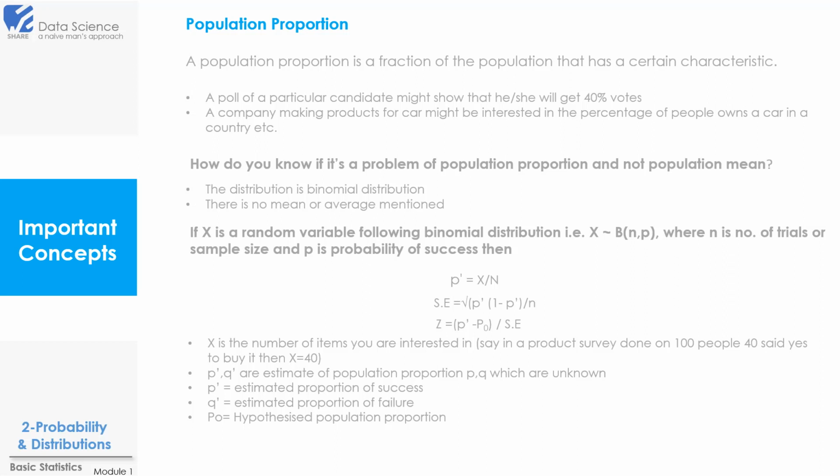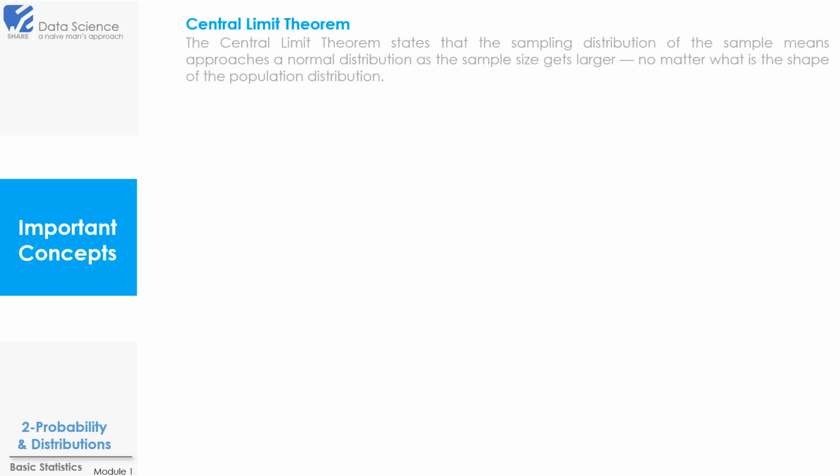Now let's move on to the next topic, that is the central limit theorem. This is a very important, or rather a central, concept for a data science career. So let's see what the central limit theorem says. The central limit theorem states that the sampling distribution of the sample means approaches a normal distribution as the sample size gets larger, irrespective of the shape of the population distribution.